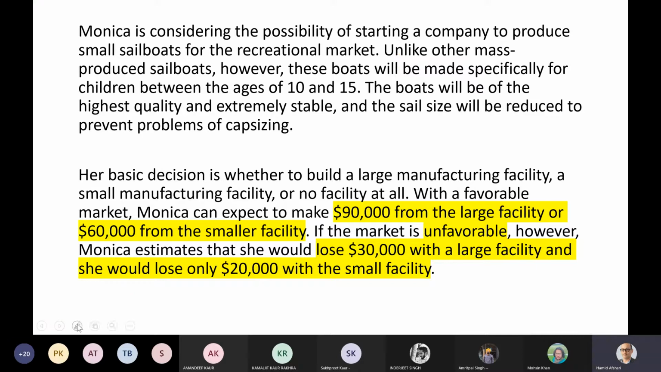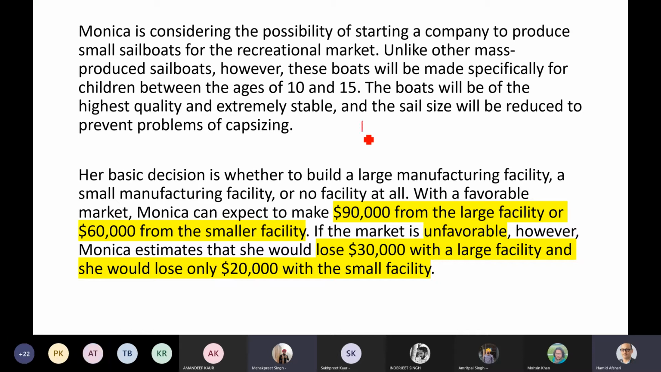Is the information enough to make a decision table? Yes or no? Not ready for quiz? Yes, we have the data.